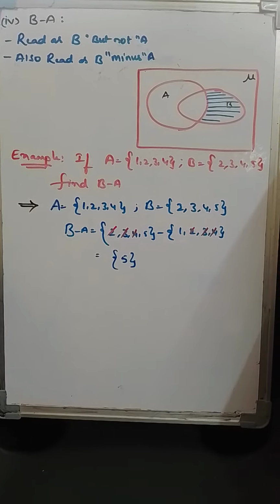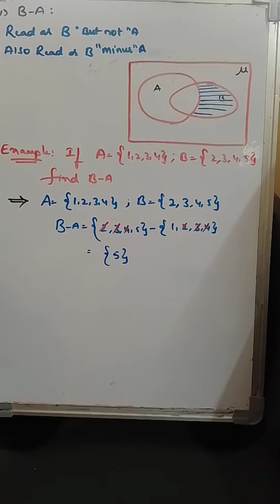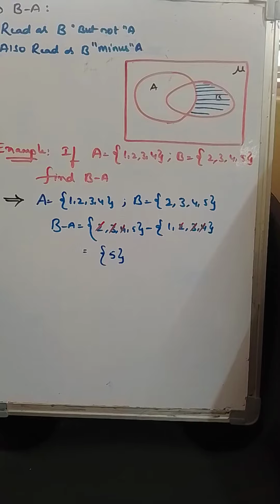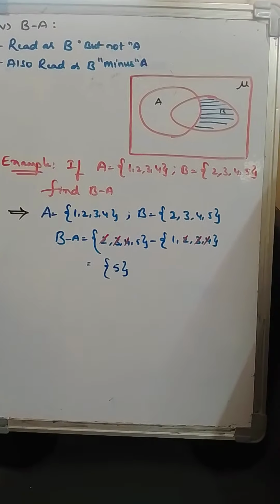Okay, I have taken one example here. If set A contains 3 elements, so 4 elements, set B contains 4 elements. So find B minus A. So take two sets and find B minus A.